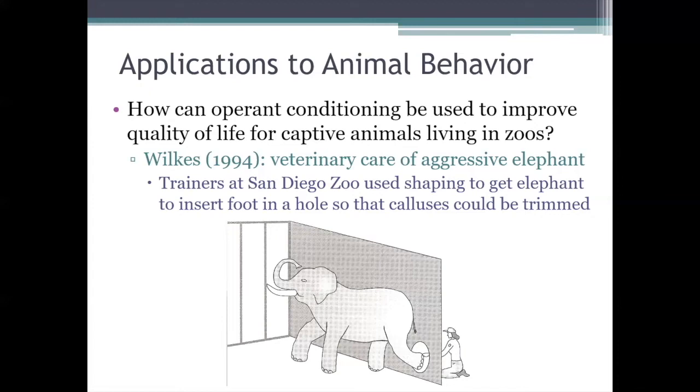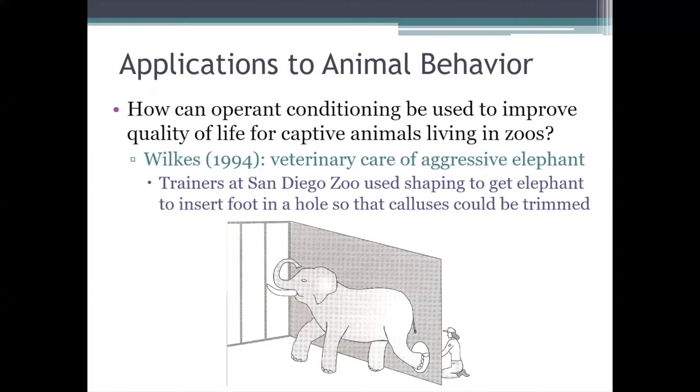So, to train the elephant to stick its foot through the hole, the behavior specialists at the zoo used shaping. They just reinforced the elephant for successive approximations of this desired behavior. So they reinforced it first for just standing in front of the hole. Once it was doing that, they reinforced it for lifting its foot off of the ground. Then they reinforced it for raising its foot a little higher, then for moving its foot toward the hole, and so on until the elephant would voluntarily walk over to the hole, put its foot in there, and hold it there while it got this little pedicure.